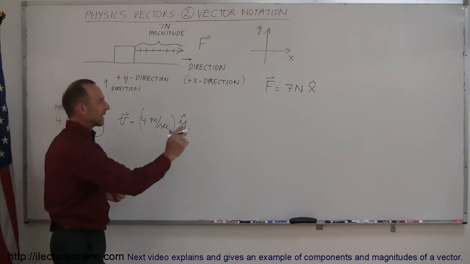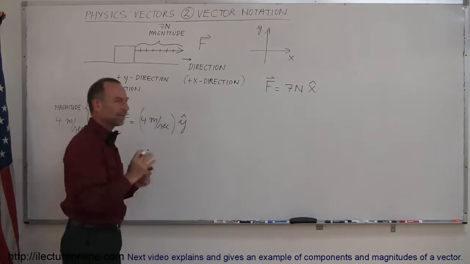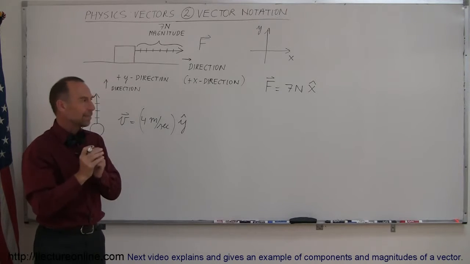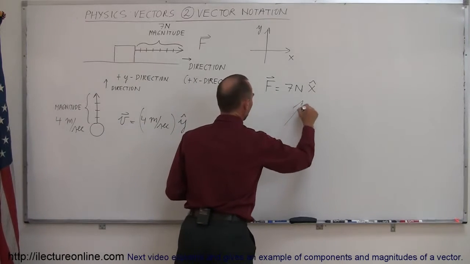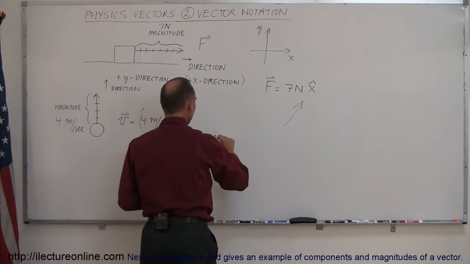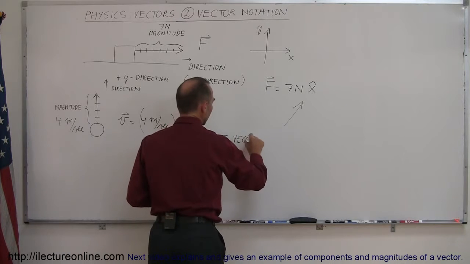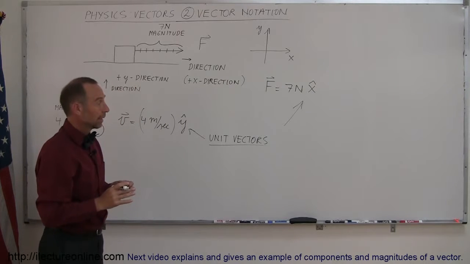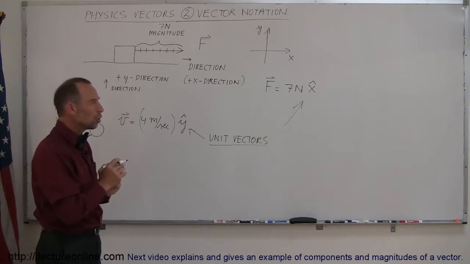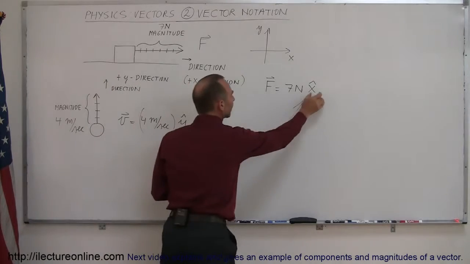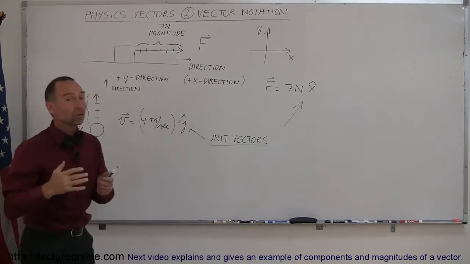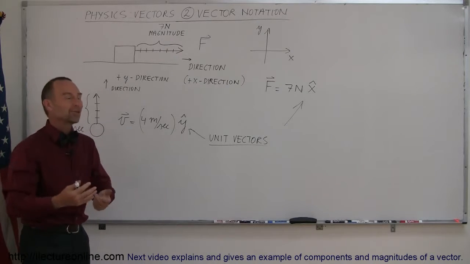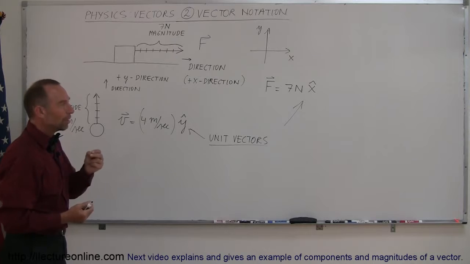Now, what is this x with the little hat, and what is this y with the little hat? What does that really mean? Well, x with a little hat and y with a little hat like that means that it's a unit vector. So these are what we call unit vectors. Now, a unit vector is a vector that only has a length of 1 unit. So when I multiply the unit vector by the magnitude, it doesn't change the length or the size of that magnitude. It does point in a direction.